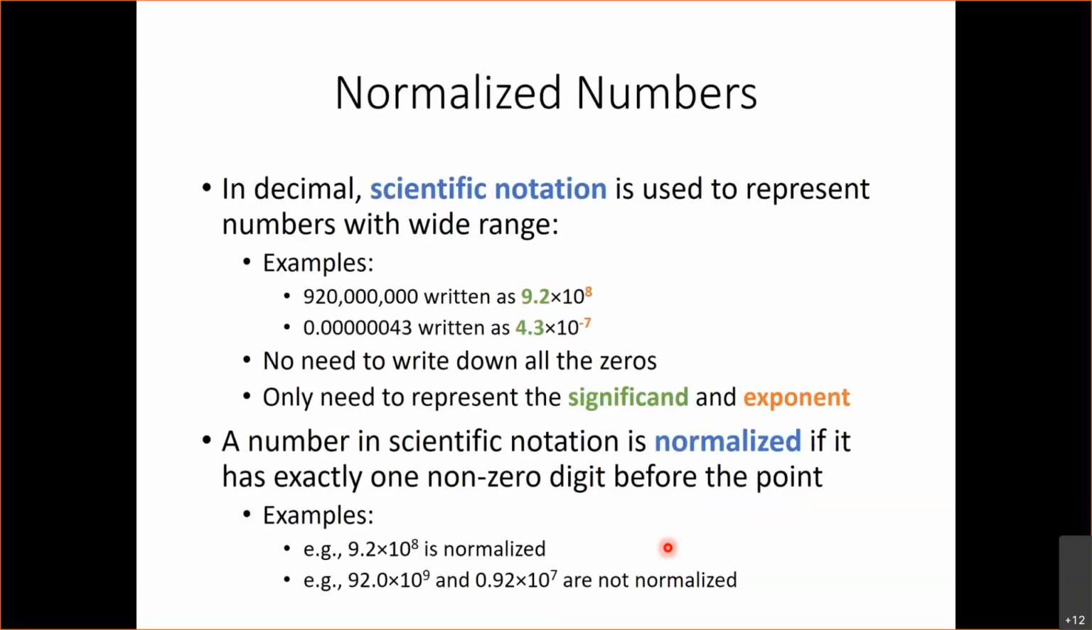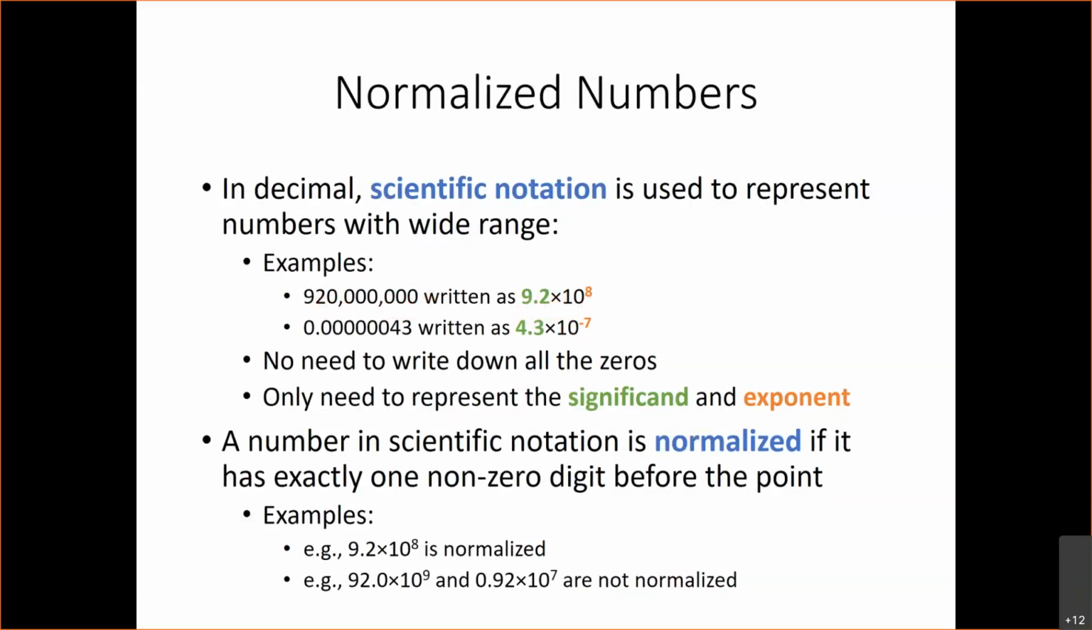So to motivate floating point, I first introduced scientific notation, where a number can be represented using just a significand and an exponent. And so rather than writing all of these zeros for 920 million, we can simply write 9.2 times 10 to the 8. So rather than needing 9 digits to represent this number, we just need 3 digits: 2 digits for the significand in this case, and 1 digit for the exponent.